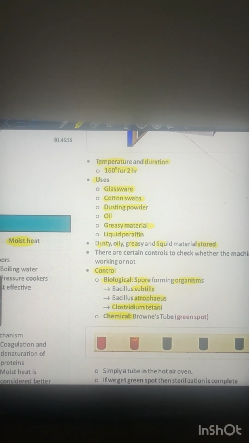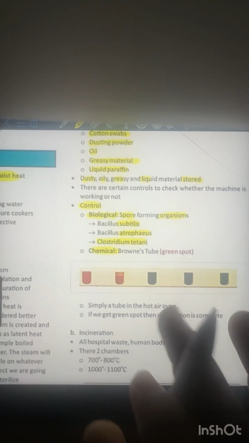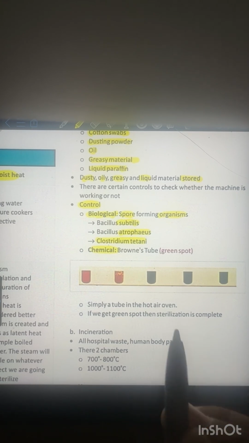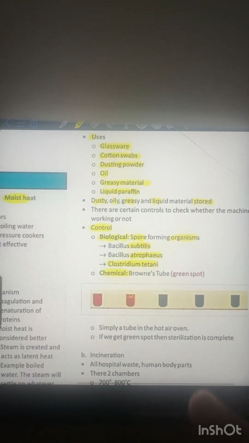So what is it? Bacillus subtilis, Bacillus atrophaeus, they're almost like cousin brothers. And in Clostridium? Clostridium tetani. This is what you have to know for hot air oven. You say, ma'am, is it necessary to use this as a control? Can I use something else?